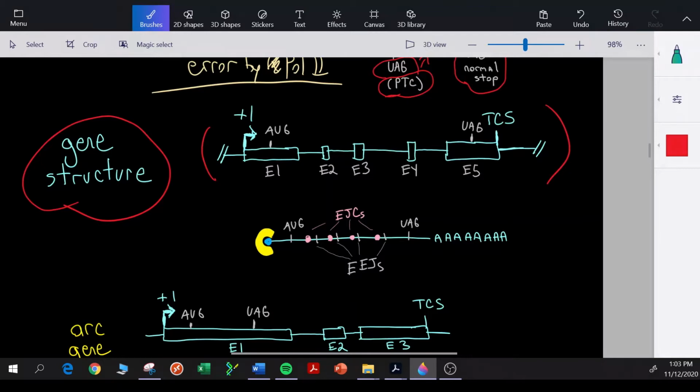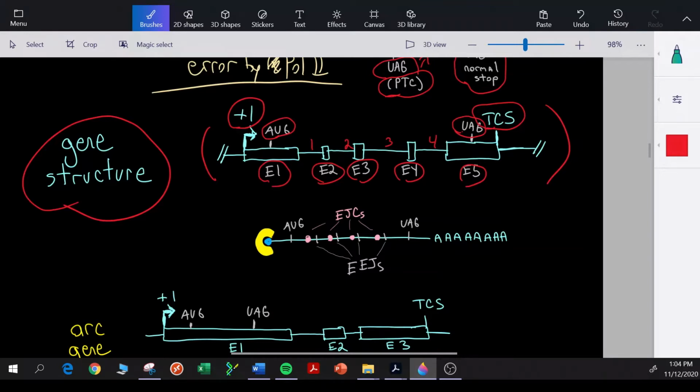We have the +1 site where the gene is RNA, where POL2 begins transcription. We have the transcriptional cleavage site down here. We have 5 different exons diagrammed here, and we have 4 introns. Now, the start codon is usually found in the first exon, and the stop codon is usually found in the last exon for most genes, say in humans.